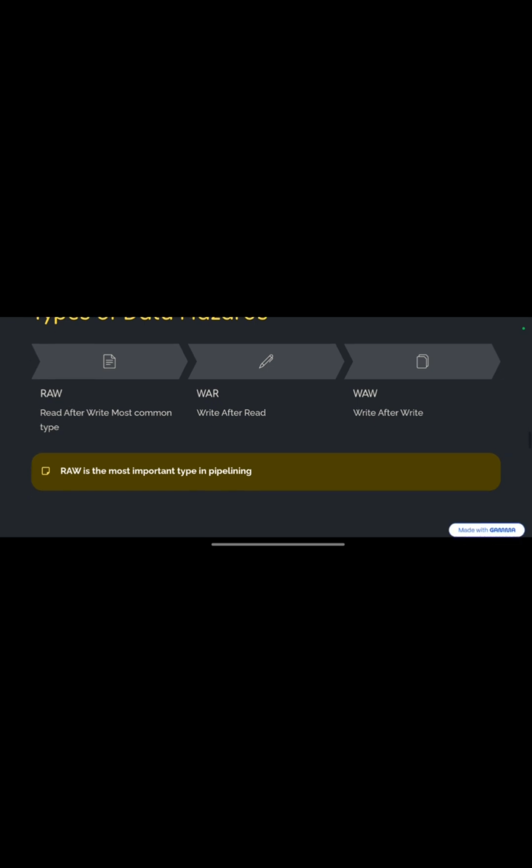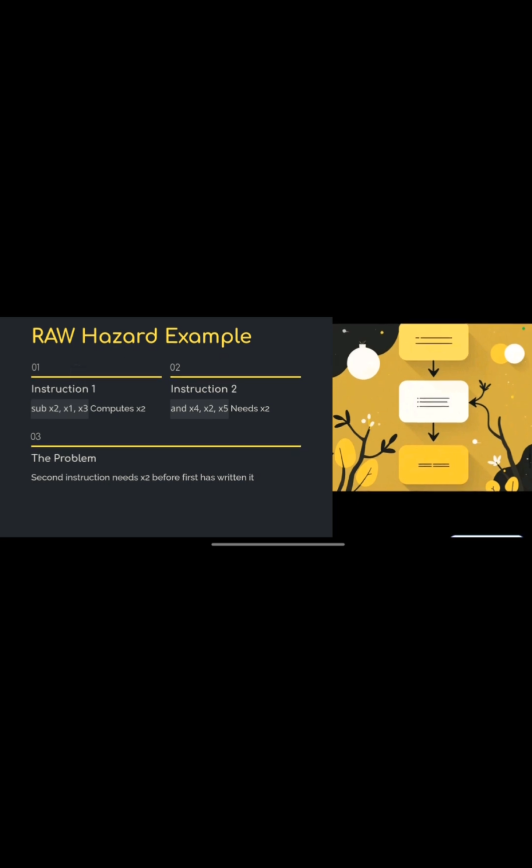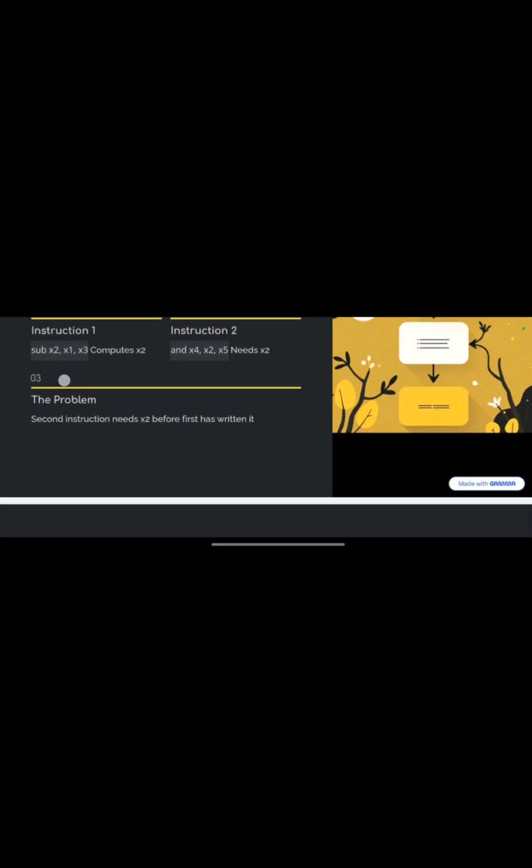Let's see an example of a RAW hazard. Here we have instruction 1, sub x2, x1, x3. It computes the value of x2. In instruction 2 we have and x4, x2, x5. Here it needs the value of x2. The second instruction needs x2, but the first instruction has not written x2 yet, so the second instruction must wait. This delay is called a RAW data hazard. So a RAW data hazard occurs when an instruction tries to read data before the previous instruction writes it.